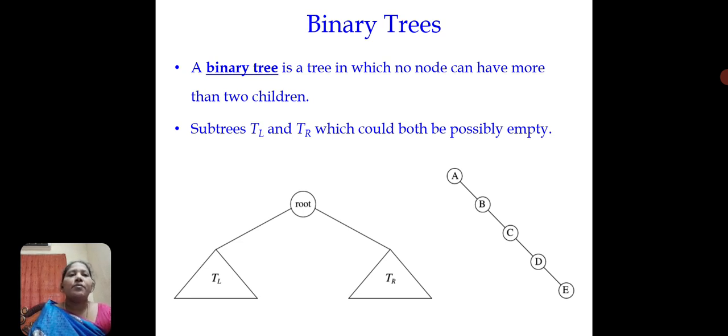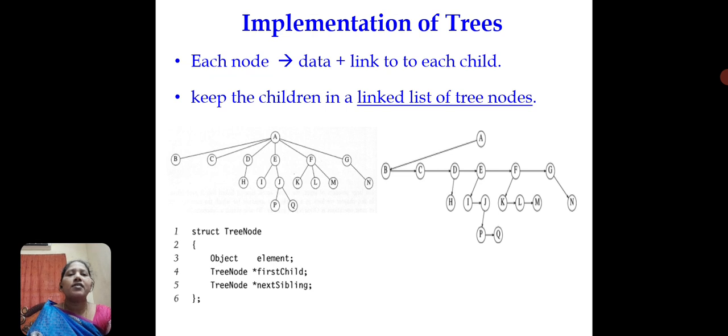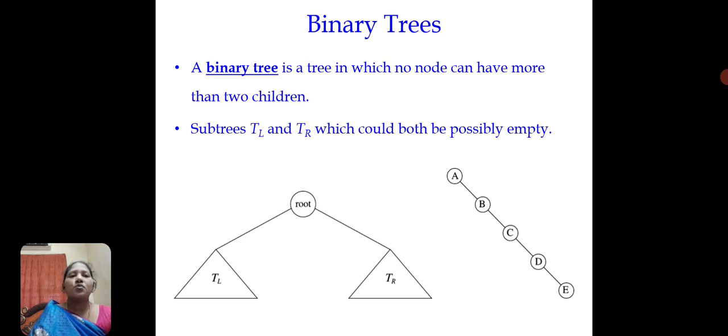From the name binary itself you will be able to know it can have only two values, not more than two. A binary tree is a tree in which no node will have more than two children. The previous diagram we saw is a tree, but it is not a binary tree, since A has 1, 2, 3, 4, 5, 6 children. But in a binary tree you can have at most 2 children. So this is a tree, but it is not a binary tree. A binary tree can have either 0, 1, or at most 2 children, not more than 2. In that diagram representation, for the root node you have two subtrees, the left subtree and the right subtree.